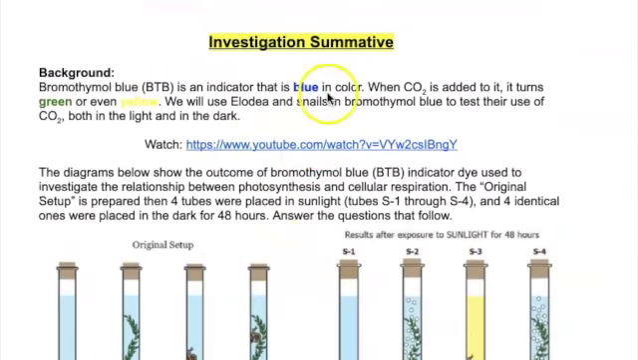So bromothymol blue is blue in color. When carbon dioxide is added, it actually turns to green or a yellow color. The more carbon dioxide that is present, the more yellow it will be. So if there's a little bit of carbon dioxide, it'll turn a greenish color. If there's a lot of carbon dioxide, it will turn yellow.